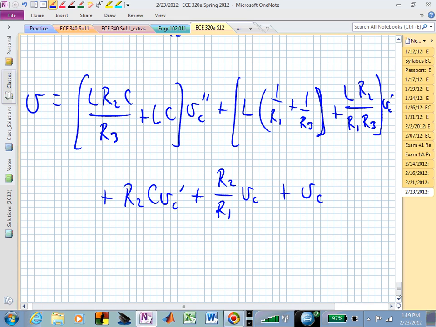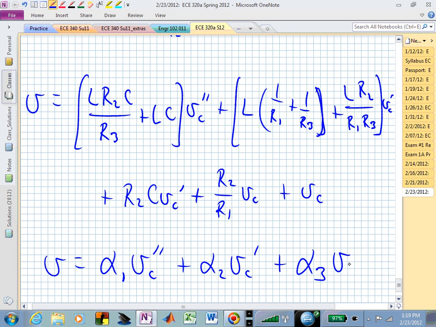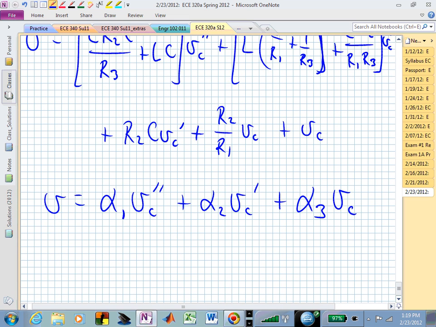Now, I'm getting tired of writing all the L's, the R's, and the C's, so let me just say that this is now V equals some alpha 1 V sub C double prime plus an alpha 2 V sub C prime plus an alpha sub 3 V sub C. Is that okay? Now you can Laplace transform this. And if you needed to, you could keep track of all of those parameters, the R's, L's, and C's. I'm collapsing them all into alphas.